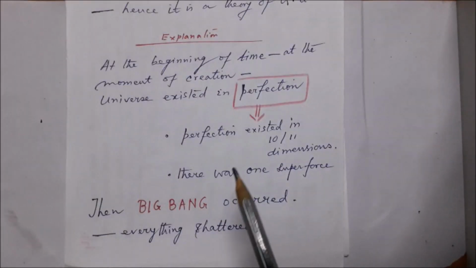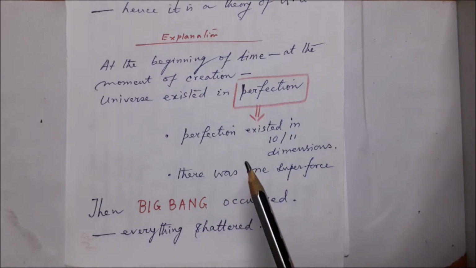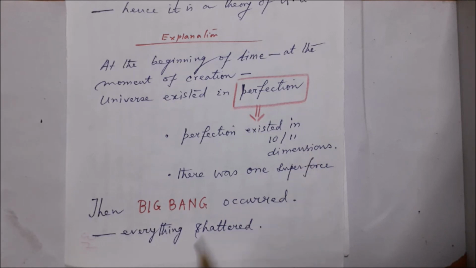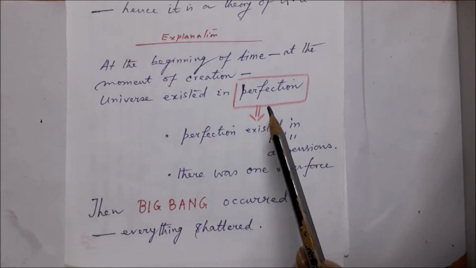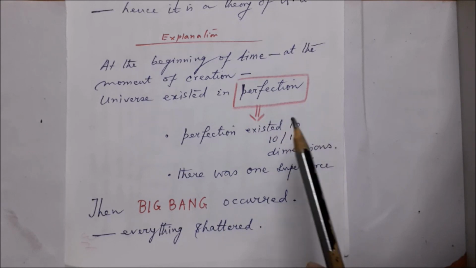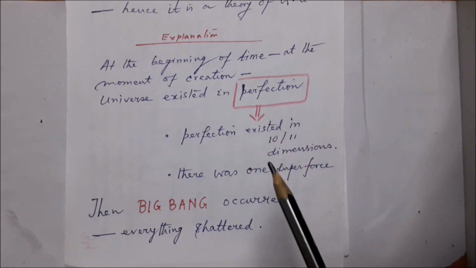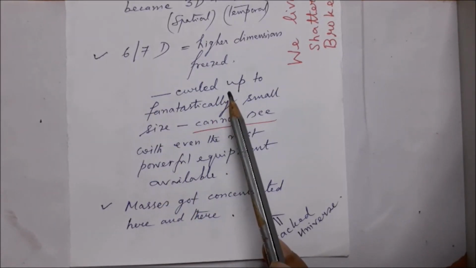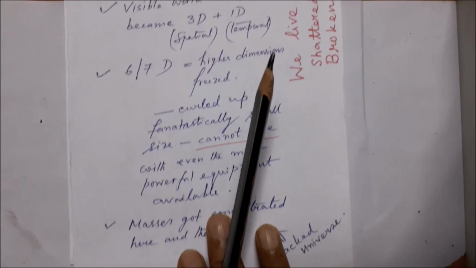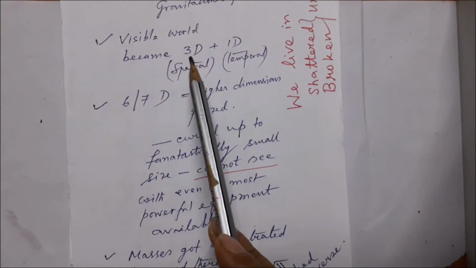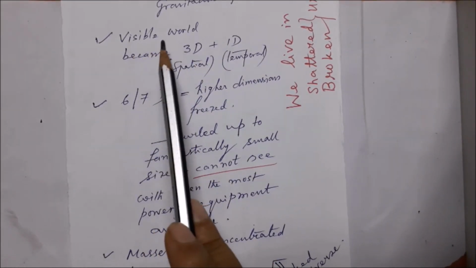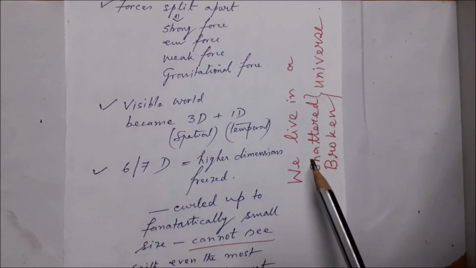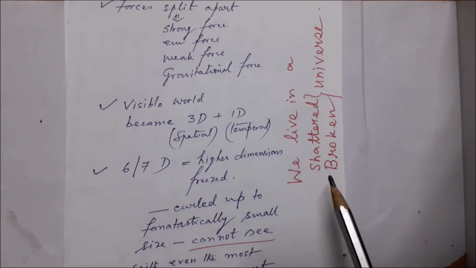Also, the harmonious existence of all the 10 or 11 dimensions that made the universe perfect was devastated and the universe cracked, and 6 or 7 dimensions got curled up, they got frozen, leaving 3 dimensions to rule the visible world or universe. So we live in a shattered, cracked up universe.